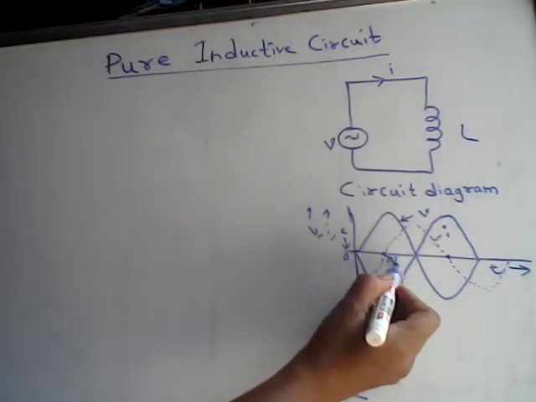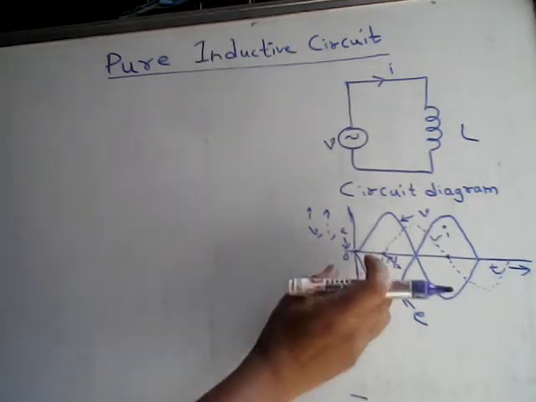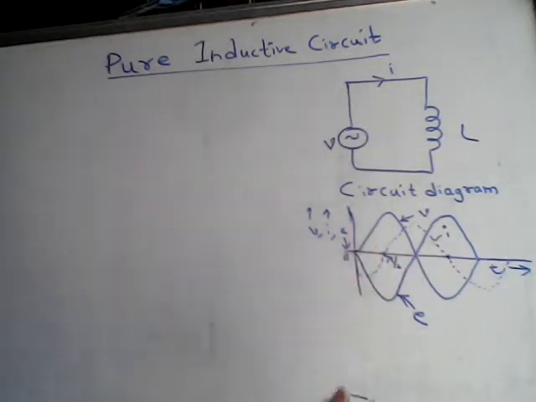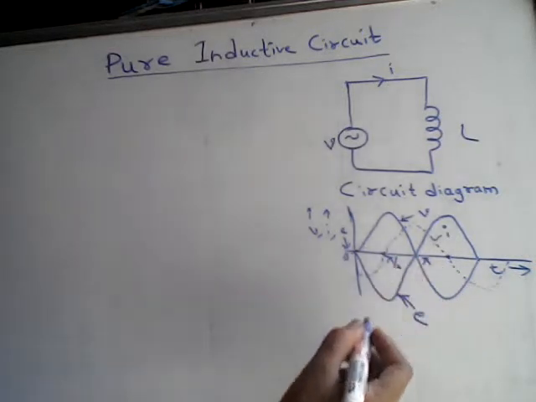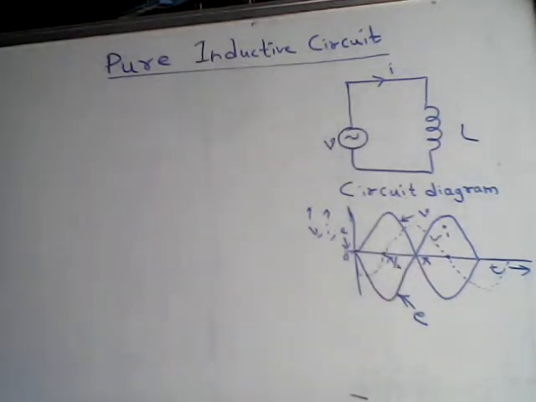This is pi by 2. Theta here is pi by 2. The phase difference between these two is pi by 2. Pi by 2 minus 0 is pi by 2. And that pi by 2 is nothing but 90 degrees. So the phase difference between the applied voltage and current flowing through the circuit is 90 degrees.